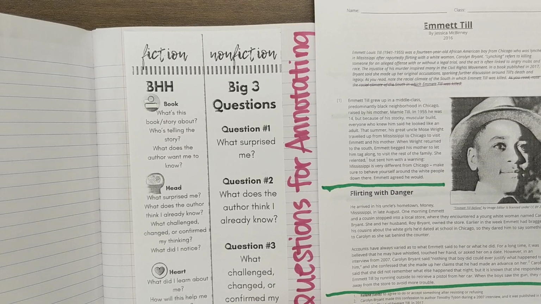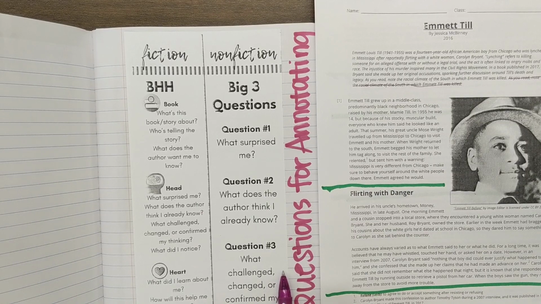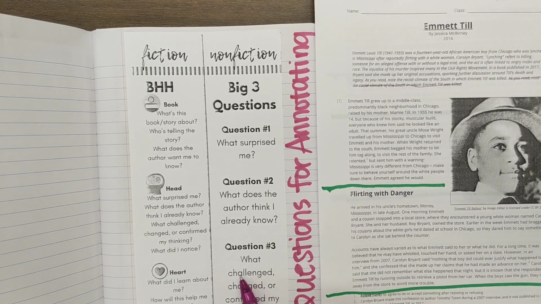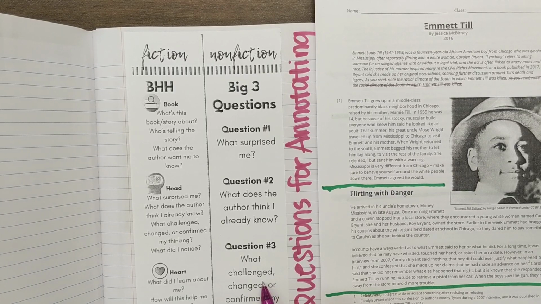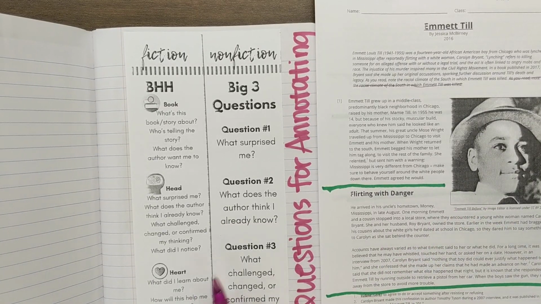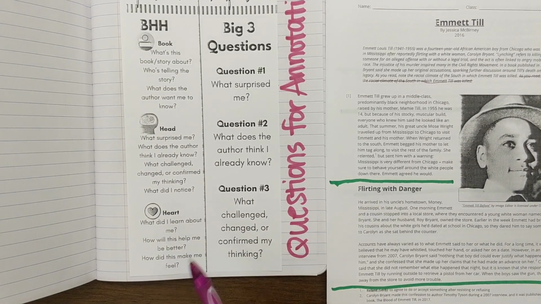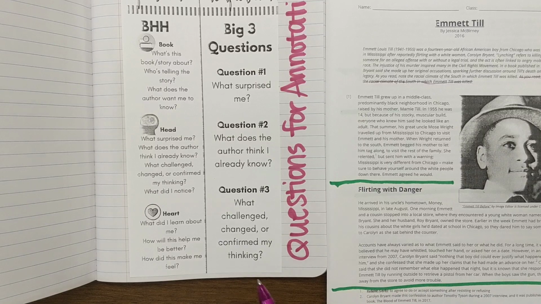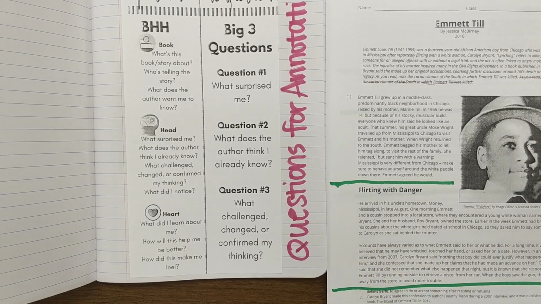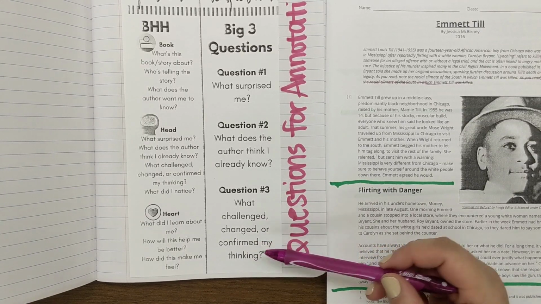And then, what challenged, changed, or confirmed my thinking? If something challenges your thinking, then it is making you rethink what you already believed. So it's kind of like making you re-examine a belief that you already have. If something changes your thinking, then it's making you change your mind about something that you already believe. And if it confirms your thinking, then it is just reinforcing whatever it is that you already believe, and it's making you feel like you're right. And everything that you read should have this impact on your thinking.